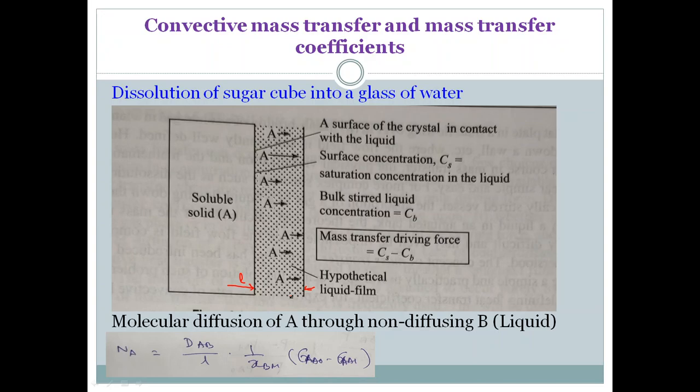But when you are stirring, what is happening? Then what will happen? This boundary thickness will reduce.